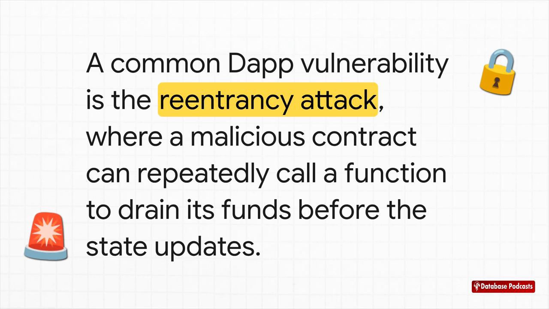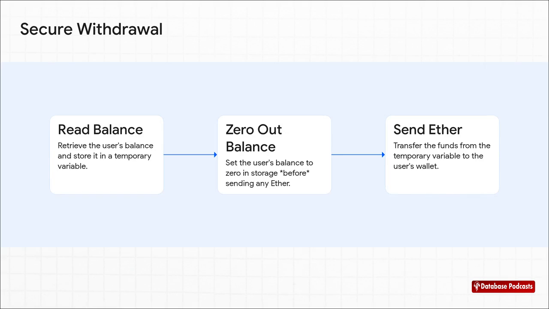Remember, smart contracts, once they're deployed, they're permanent. You can't just patch a bug. And that bug could lead to a catastrophic failure. One of the most famous and dangerous types of vulnerabilities is called a reentrancy attack. It's a clever way an attacker can trick a contract into paying them out over and over again before it realizes what's happening. So how do we defend against this?